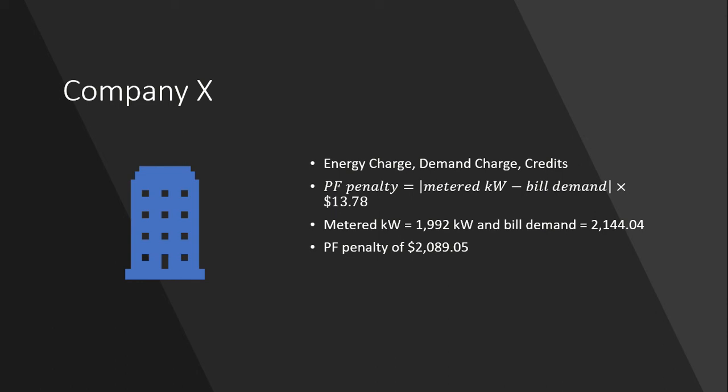Bill demand is just metered apparent power times 0.85, which is the desired power factor by the utility that provides them power. So that's why they use that number. And then the power factor is penalized in the demand charge because as the metered apparent power increases, the reactive power will also increase, which means that the power factor will be decreased with more reactive power. And as we can see, for February 2019, Company X was metered at 1,992 kilowatts, and bill demand was 2,144, and this led to a power factor penalty of $2,089 for the month of February 2019.